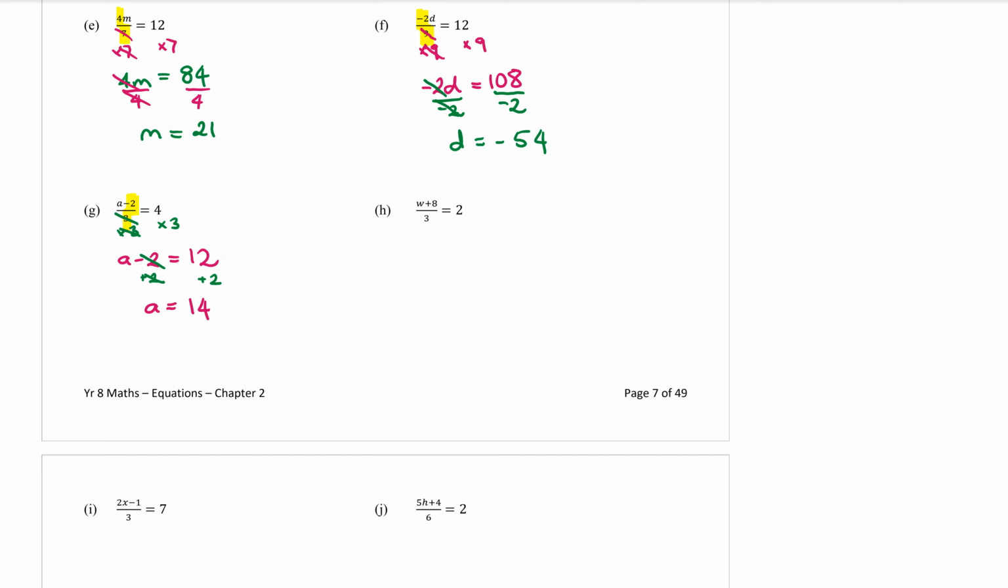For H, we have W. We add the 8 to the W, and then that's been divided by 3. So in reverse order, I'm going to times by 3. Cancel that one off. We have W plus 8 left, and 2 times 3 is 6. Then, to get rid of the positive 8, I need to subtract 8. Cancel those ones off. W is by itself. 6 take away 8 is negative 2.